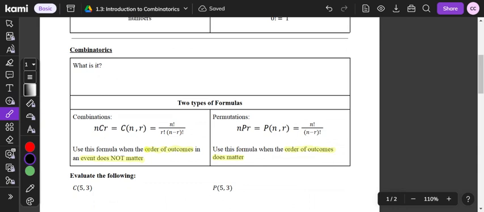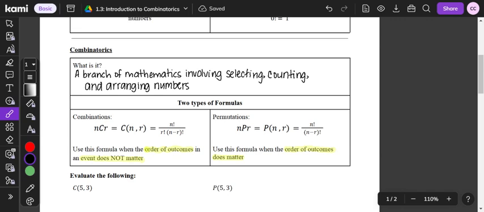Okay, moving on to combinatorics. First of all, what is combinatorics? I have a box right here where we're going to write the definition. The definition says: a branch of mathematics involving selecting, counting, and arranging numbers. If that definition doesn't make any sense to you, that's okay. We are going to dive into what that means later on. First, there are a couple formulas that I need to make sure you know how to do before we get into what they mean.